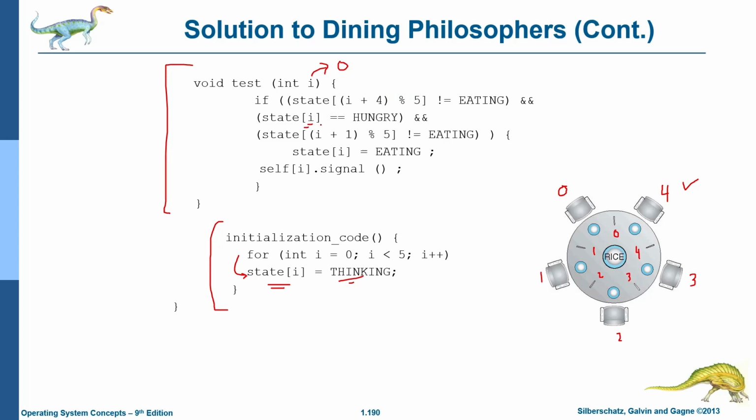तो अगर फिलोसोफर 4 खाना खा नहीं रहा, अगर मैं खुद भूखा हूं और आई प्लस 1 परसेंट 5, वो क्या है? वो 1 हो गया, मतलब फिलोसोफर 1। और फिलोसोफर 1 भी अगर खाना नहीं खा रहा, तो मेरे 2 नेबर्स खाना नहीं खा रहे हैं और मैं खुद भूखा हूं, तो मैं अभी ईटिंग स्टेट में चला जाऊंगा, ठीक है? और मैं अगर पहले मेरे खुद के कंडीशन वेरिएबल के ऊपर वेट कर रहा था, तो हो सकता है कि बीच में कभी भूखा हो गया हो, लेकिन आजू बाजू के लोग खाना खा रहे हों तो इसको शायद चम्मच मिला नहीं होगा, इसीलिए वो खुद के कंडीशन वेरिएबल के ऊपर वेट कर रहा होगा, सो रहा होगा, है ना?